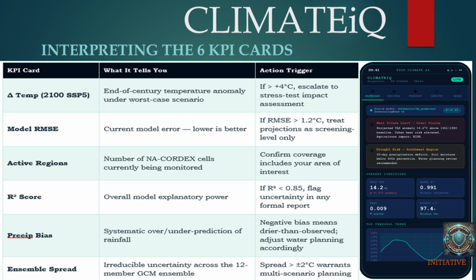Now let's look at the precipitation bias. Systemic over-under prediction of rainfall. This actually would mean negative bias, means drier than observed. Adjust water planning accordingly. It's the recommendation. And the ensemble spread, that's the irreducible uncertainty across the 12-member GCM ensemble. Spread greater than 2% variance: multi-scenario planning.